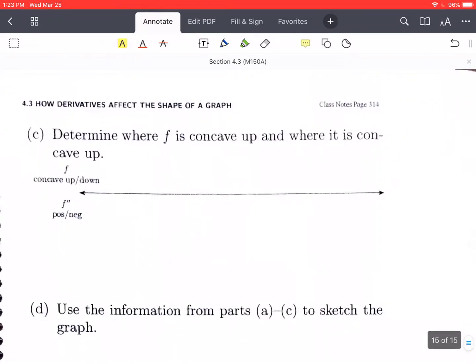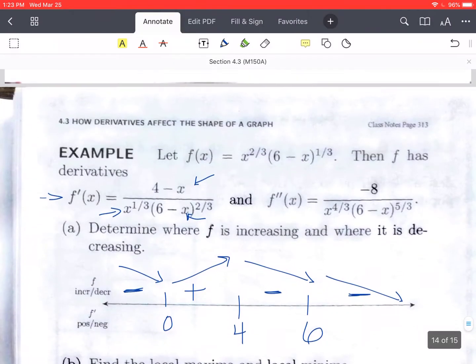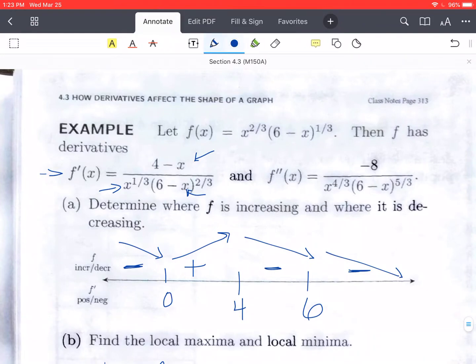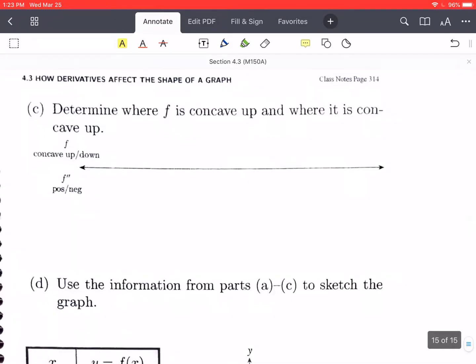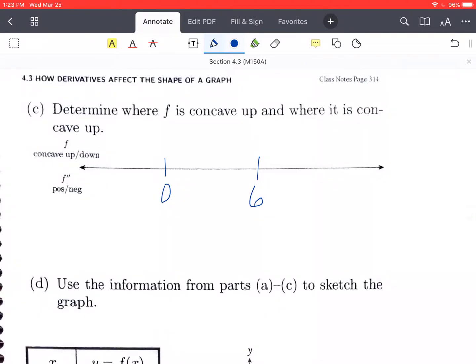And then for the concavity, determine where it's concave up and concave down. The inflection points are going to occur where the second derivative equals 0 or does not exist. That's going to occur when x is 0 and when x is 6. The numerator produces no inflection points for this one. So we get 0 and 6. Test concavity to the left and to the right. Plug a test point into the second derivative, and we get concave down, and concave up.